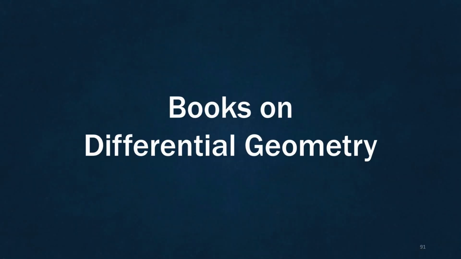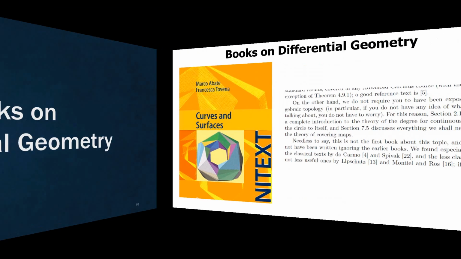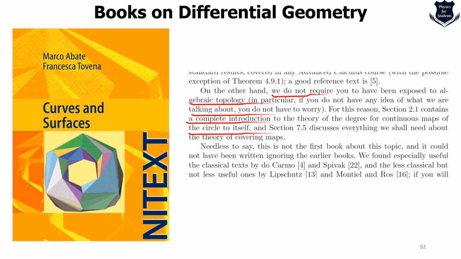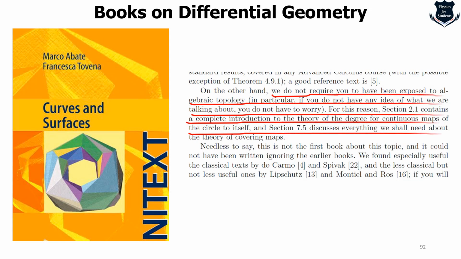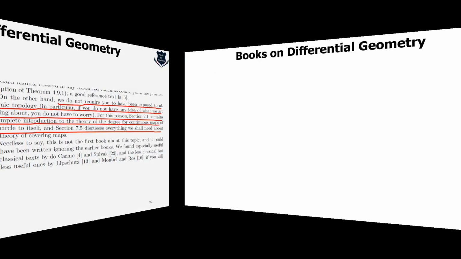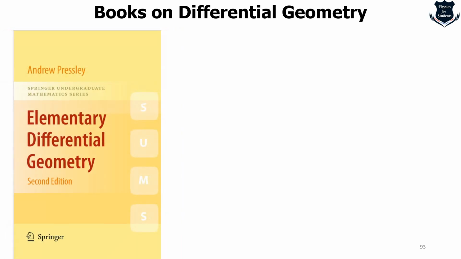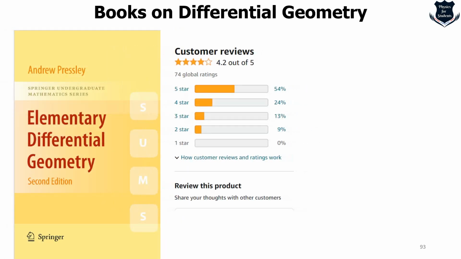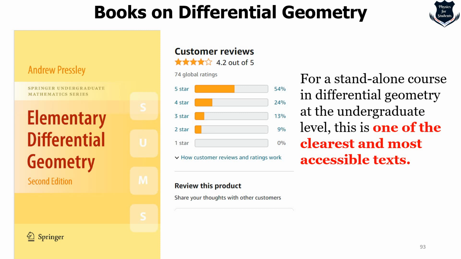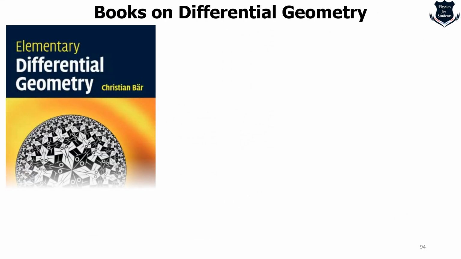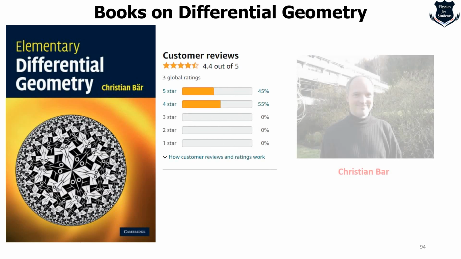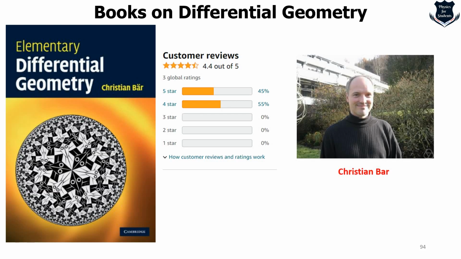We come now to the books on differential geometry. There are a pretty good number of books. The first book would be this one, because this is the first book to learn about curves and surfaces, and most importantly, if you don't know algebraic topology, it is okay, because it doesn't require algebraic topology. So you can very well go through this. The second book which I would recommend is Andrew Pressley's Elementary Differential Geometry, a great book to go through because it is one of the clearest and simplest. Anybody can understand that. The third book which I would mention is Christian Bär's Elementary Differential Geometry. This is also a very good book for beginners.